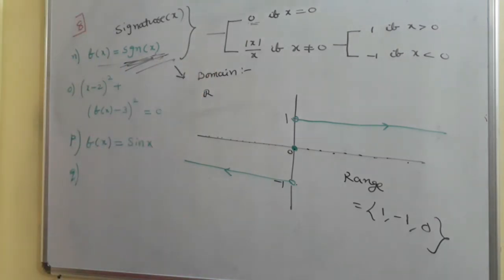This is the signature function of x. The domain is all the reals. The range contains 3 elements now: 0, 1 and minus 1. The graph is like this. Right, I am erasing this. And the next thing is O.